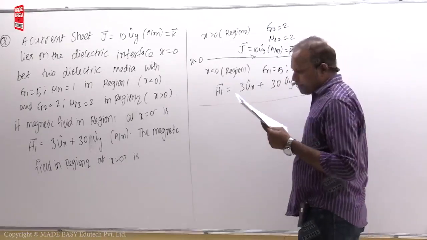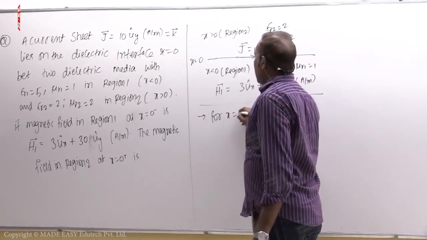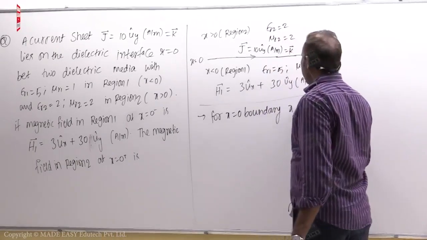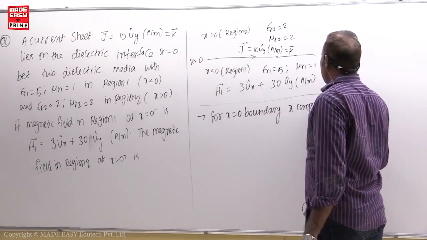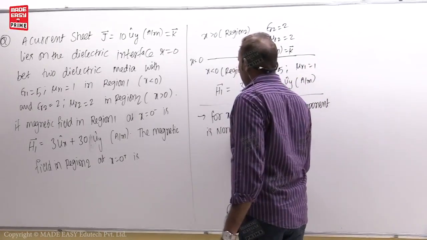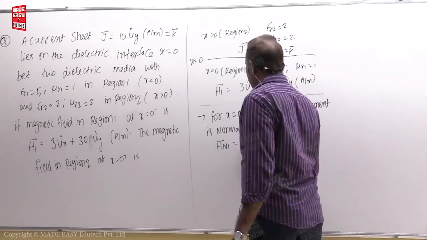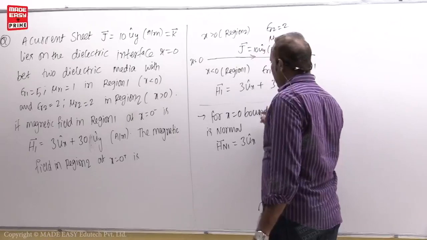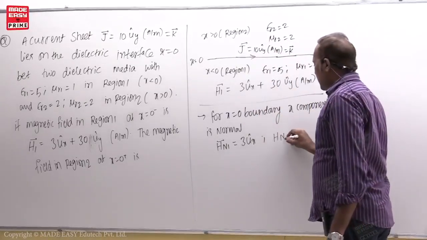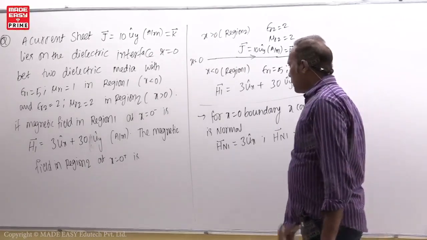Now let us start the solution. For x equal to 0 boundary, x component is normal. That means Hn1 bar is equal to 3 times Ux cap. Then you leave this one. Then whatever remains, that is Ht1 bar, that is 30 Uy cap.